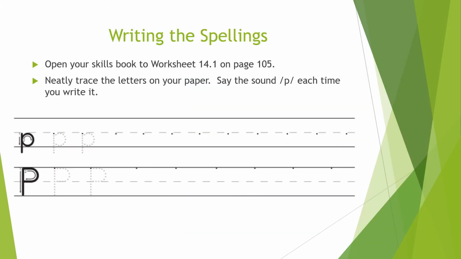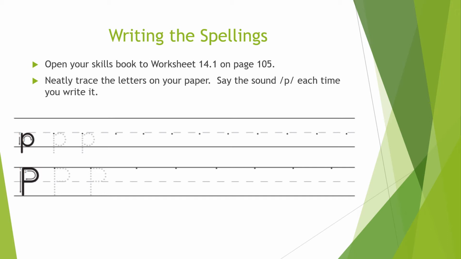Now it's your turn to write the spellings. Open your skills book to worksheet page 14.1. That's on page 105. You can look at the bottom right or left-hand corner in your workbook for this number. Remember, you can pause or stop this video at any time so that you can find your workbook page or complete your lesson. On page 105, you see many letters of the alphabet.